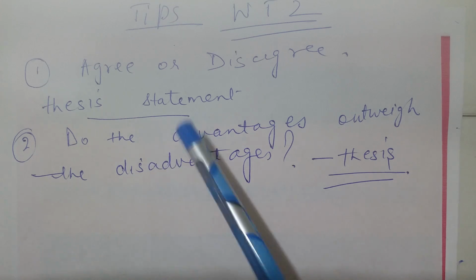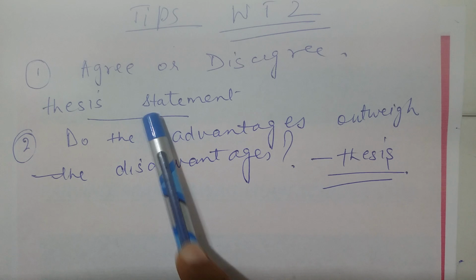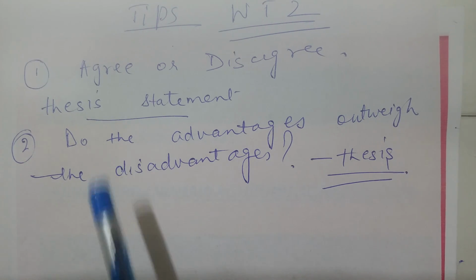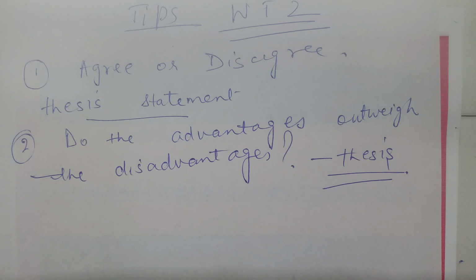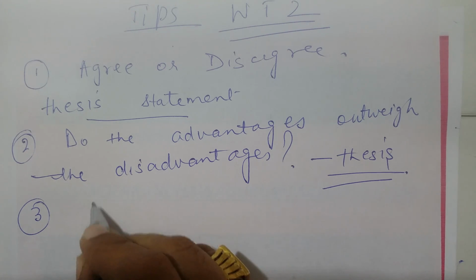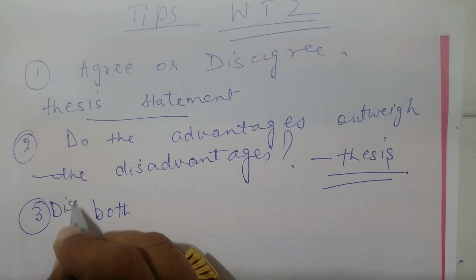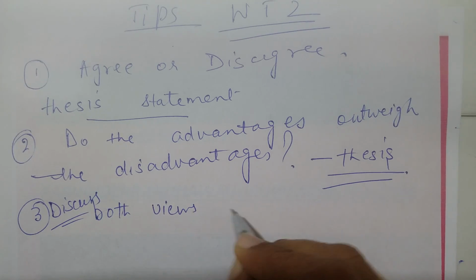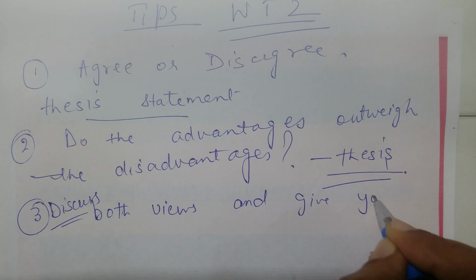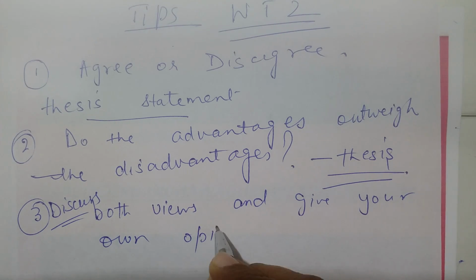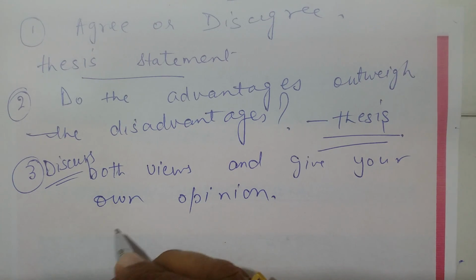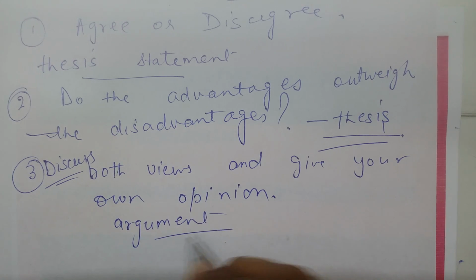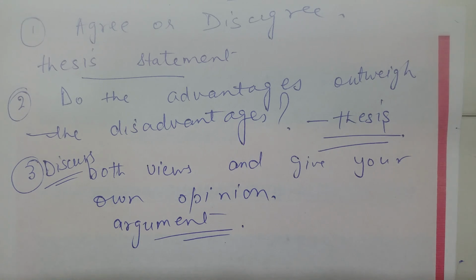So if the task is based on agree or disagree, write it. If the task is based on advantages and disadvantages, write it. Let's go to the third one. It says discuss both views and give your own opinion. If this type of task is there, please don't go with a thesis statement. Here write only the argument. So don't get puzzled.